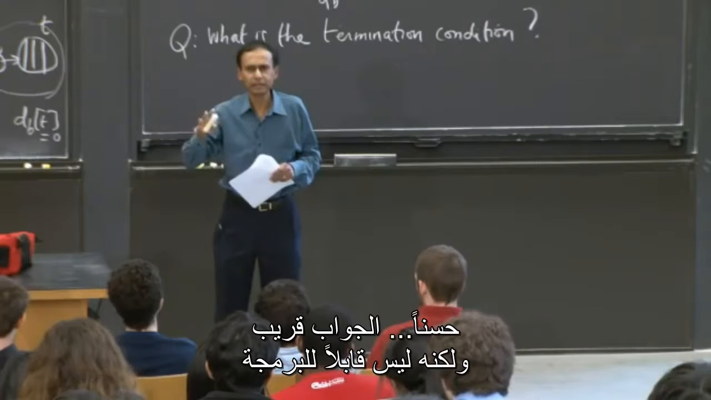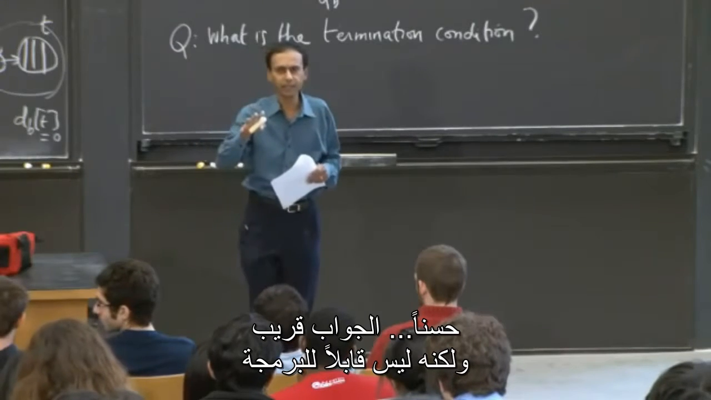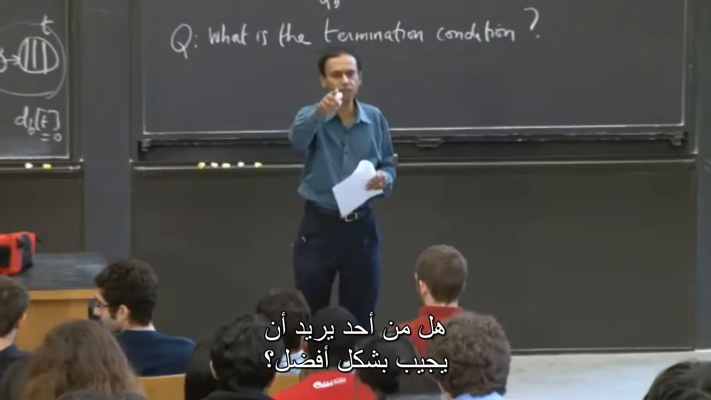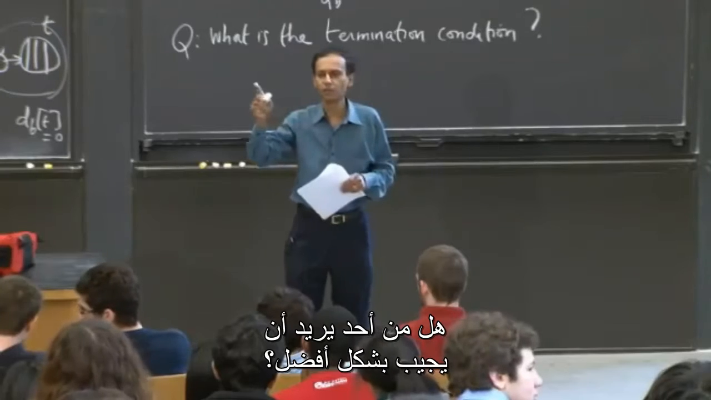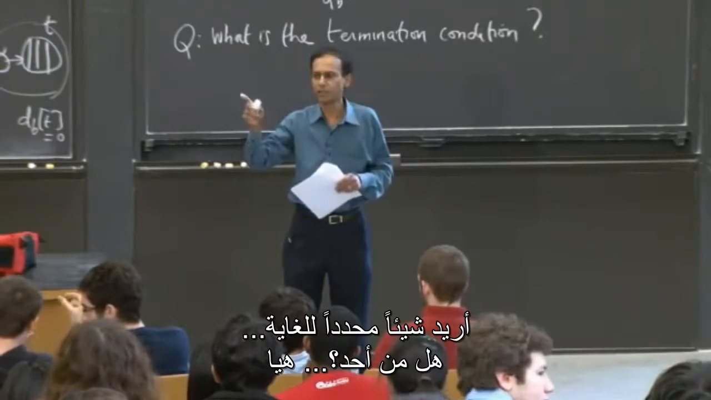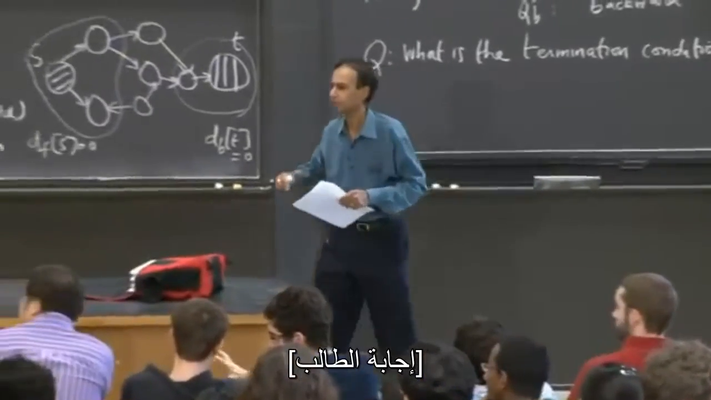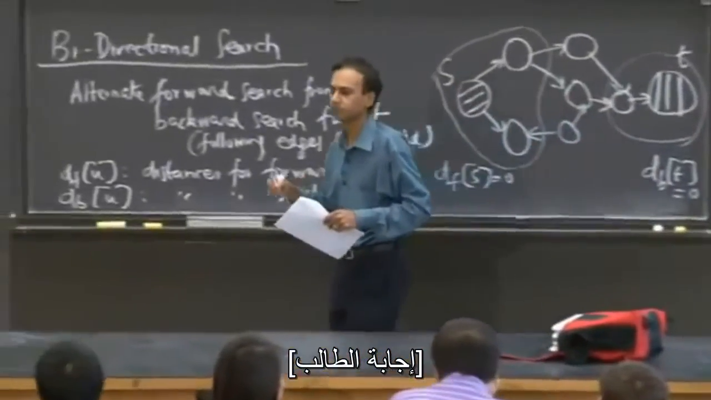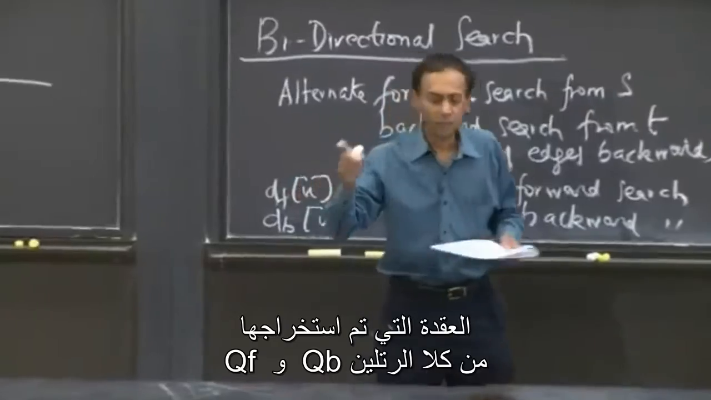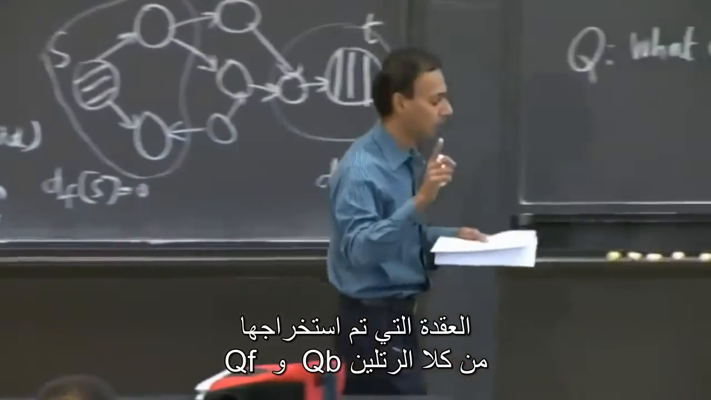Okay, all right. It's close. It's not quite something I can code up. Someone want to improve that? I want something very, very specific. Someone? Go for it. A node which has been extracted from both QF and QB? The node which has been extracted from both QF and QB.